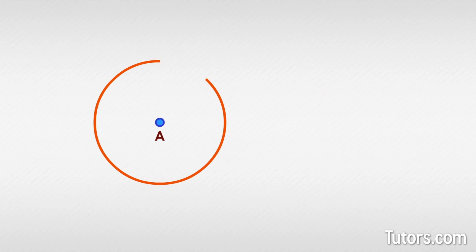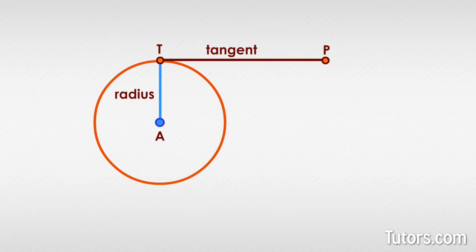Here we have circle A, where line segment AT is the radius and line TP is the tangent to the circle. This means the line segment AT is perpendicular to line TP. Let's try an example where line segment AT equals 5 and line TP equals 12. How do we find the length of line segment AP?